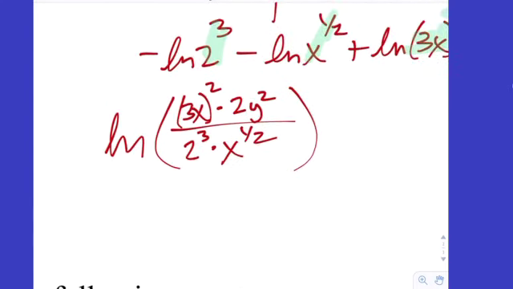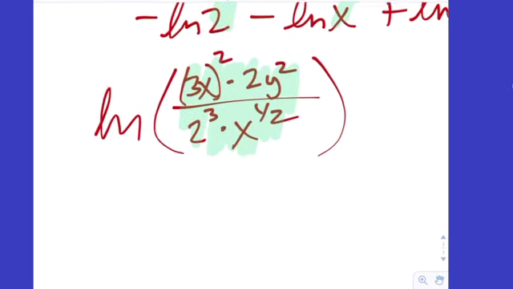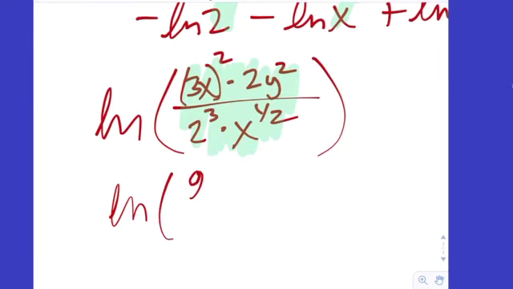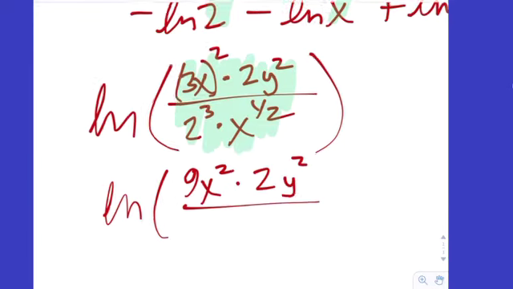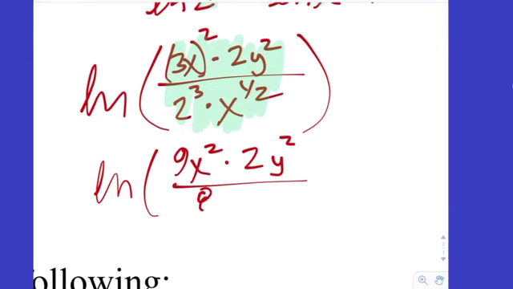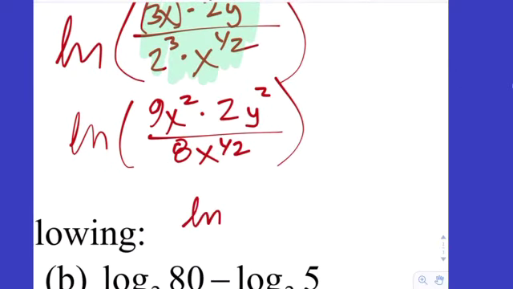It took 2 lines to do that instead of 1. Now all you have to focus on is simplifying this. And that takes you back to what we did at the beginning of the year. We worked lots of problems like that that didn't have natural logs in front. So let's go ahead and start simplifying that. You get the quantity 3x squared, that's the same as 3 squared, which is 9, times x squared, times the 2y squared that's there. So that's the top. And then the bottom, 2 cubed is 8, times x to the 1/2. And now we could start combining from high to low.